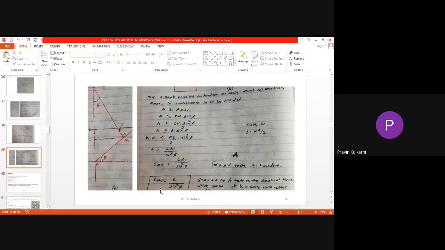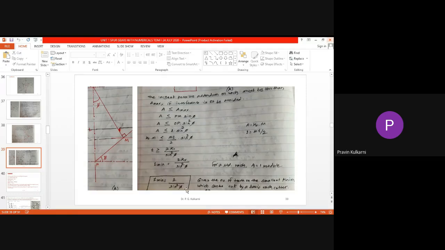Remember that while designing the wheels or the gearbox, the first step is to find out the minimum number of teeth. Minimum number of teeth calculation is always based on pressure angle. So, if the pressure angle is 20 degrees, what will you do? T minimum will be 2 upon sin square of 20 degrees, which comes out to be approximately 18.